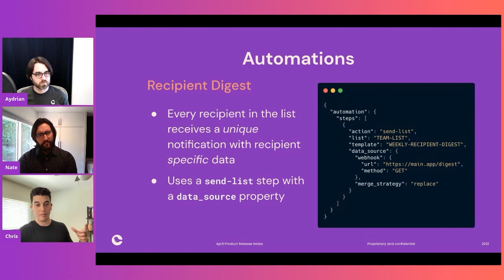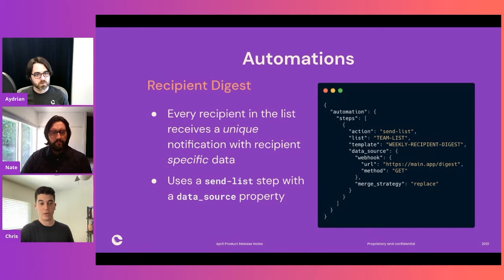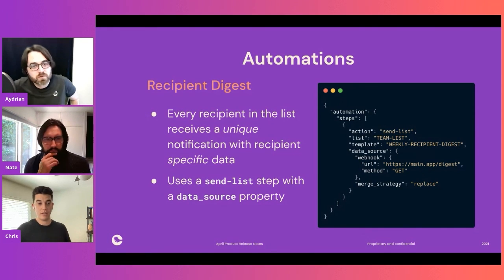The third step would then be another send list step, but this time with a data source property. That way you'll provide a specific URL for each recipient in your list. And that will send everybody a unique notification as well. And if you really want to, you can add a delay step in between to space them out a little bit.